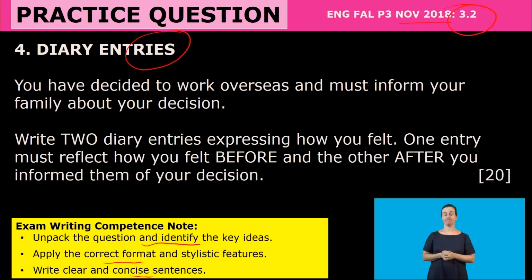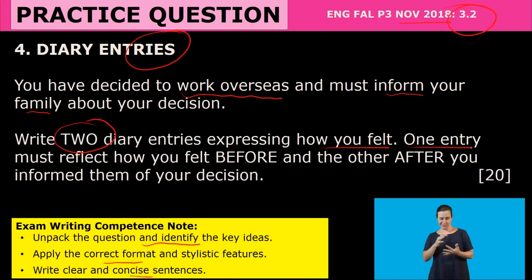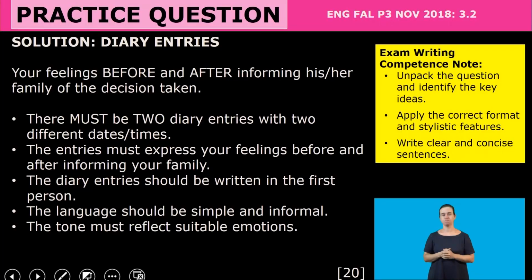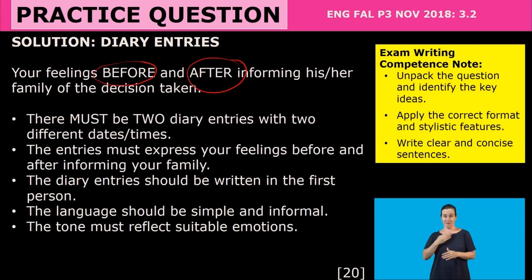You have decided to work overseas and must inform your family about your decision. Write 2 diary entries expressing how you felt. One entry must reflect how you felt before and the other after you informed them of your decision. There are some clear guidelines and signposts in this question that you must follow to give a successful piece of writing. This is what would be expected, your feelings before and after informing your family.